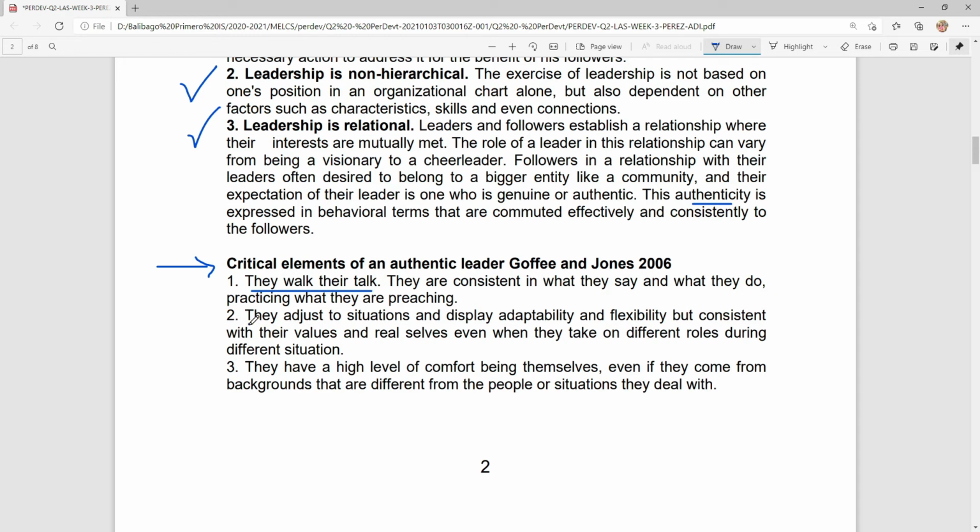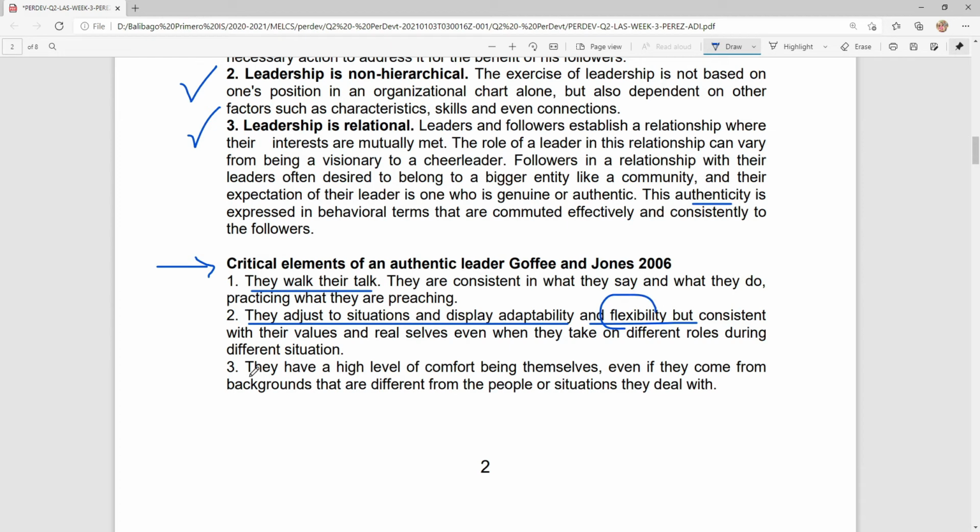Number 2, they adjust to situations and display adaptability and flexibility, but consistent with their values and real selves, even when they take on different roles during different situations. If we are a leader, we need to adjust to certain situations. Not all the time will you be dictatorial, the boss, the one to do all of these things. You will adjust and adapt. Yes, flexibility is the key.